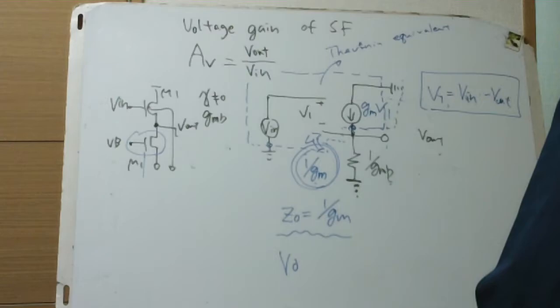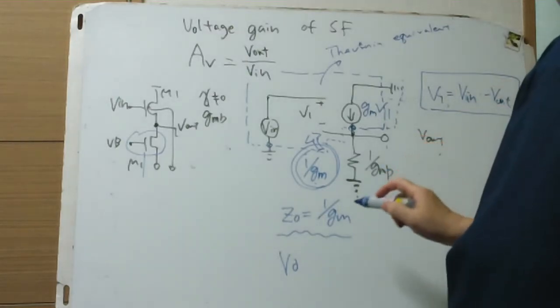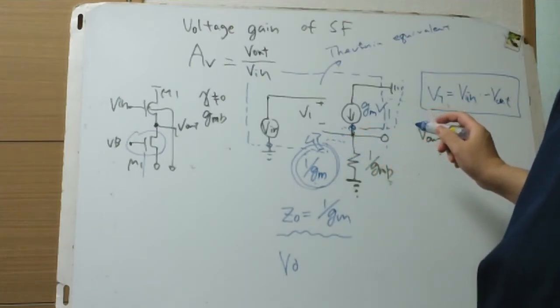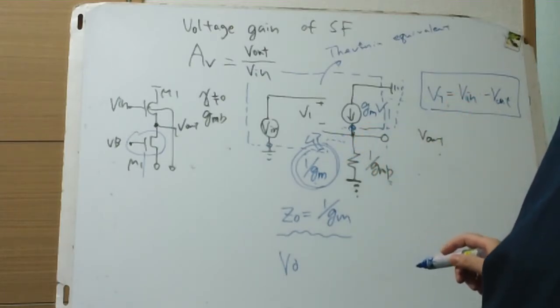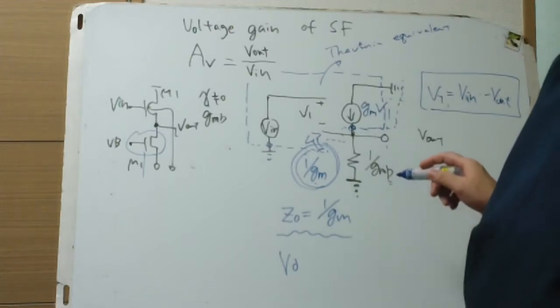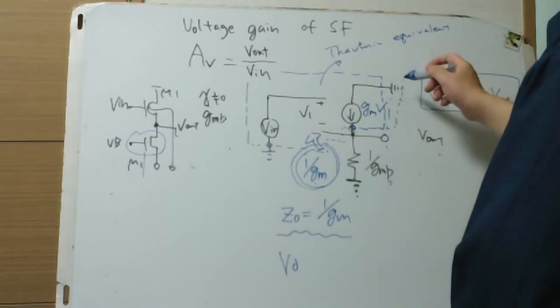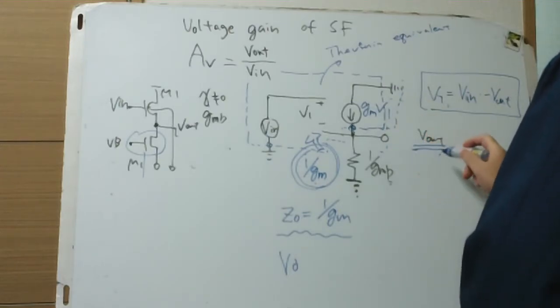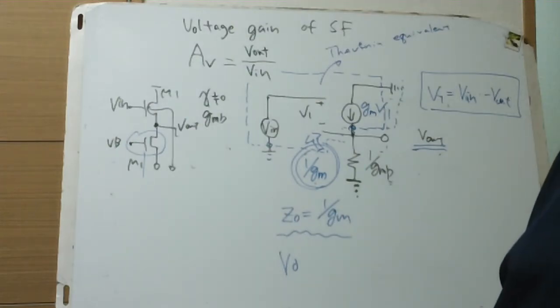It's not easy to find out. We know 0, 1 over GM, but VO from 0 to V out. This is V out. I don't know. VO from here. This is V out. Just maybe V out, but this is not V out. Why?